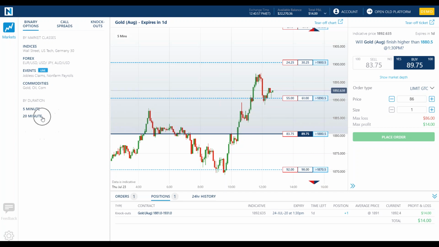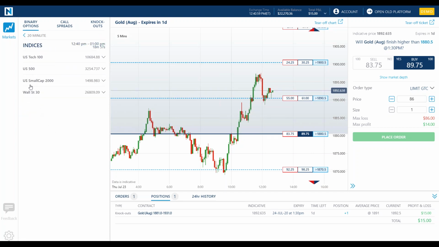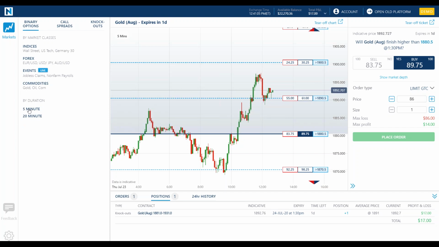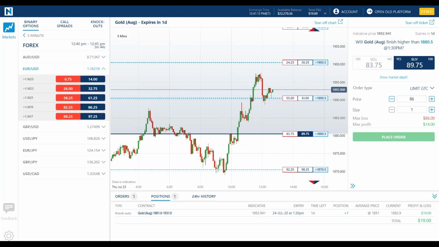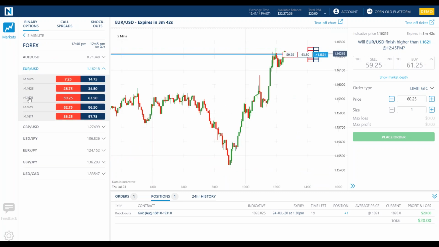Our 20-minute binaries are all indices. So what's going to happen in the next 20 minutes in the equities markets? The 5-minute binaries are all currencies. And I want to go through an example here just because it's fun. Let's click on the Euro US dollar, and I'm going to pick any one of these to populate a chart.